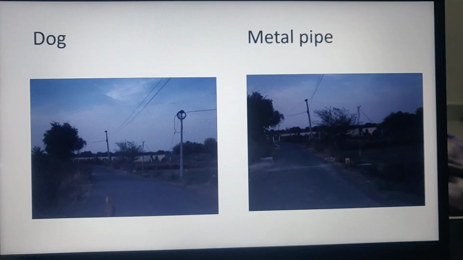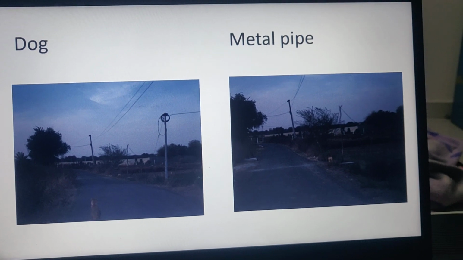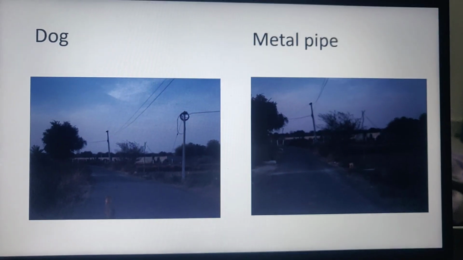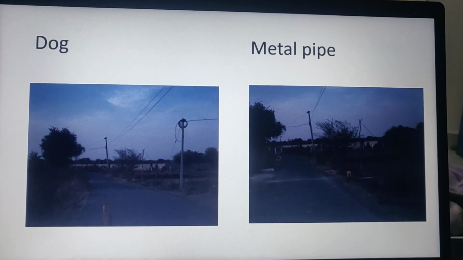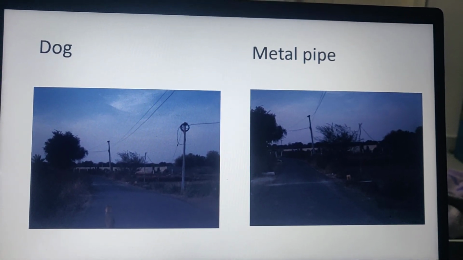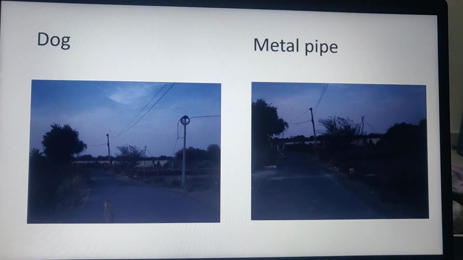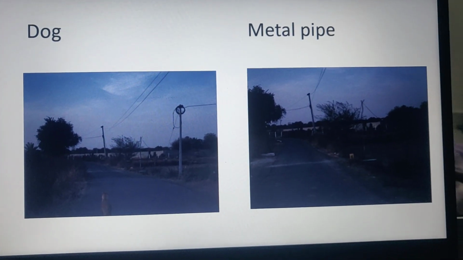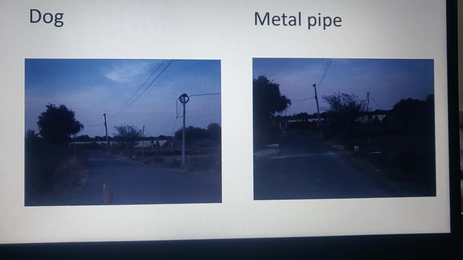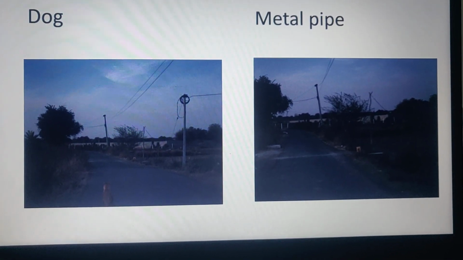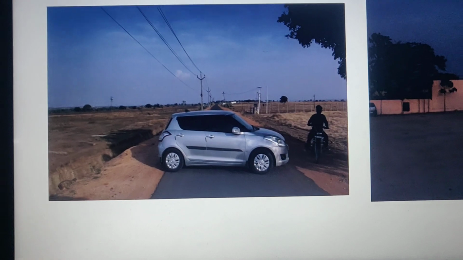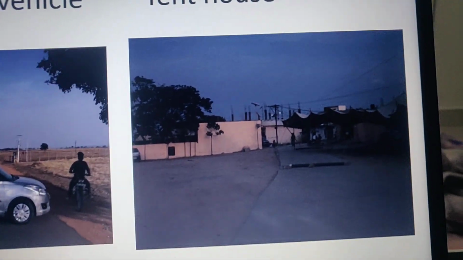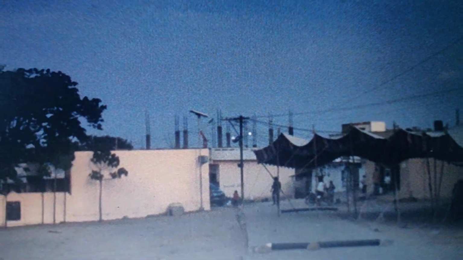All of these cases are very crucial for the maneuvering of the autonomous vehicle, because all such minute things on the road may cause great damage to the inner parts of the engine, or sometimes they can be a great hurdle for the travel of the autonomous vehicle, which may lead to a number of accidents. Okay, this is a vehicle that is parked across the road, which is a wrongly parked vehicle. There is a tent house in this picture on the road.